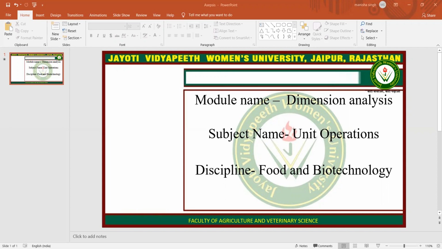Dimensional analysis is also called the unit factor method or the factor label method because a conversion factor is used to evaluate the units. For example, suppose we want to know how many meters there are in 4 kilometers. Normally we calculate: 1 kilometer is equal to 1000 meters, so 4 kilometers is equal to 1000 into 4, so 4000 meters. Here the conversion factor used is 1000 meters.